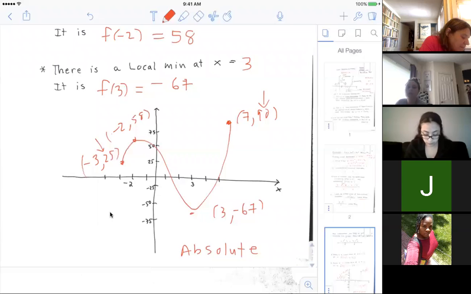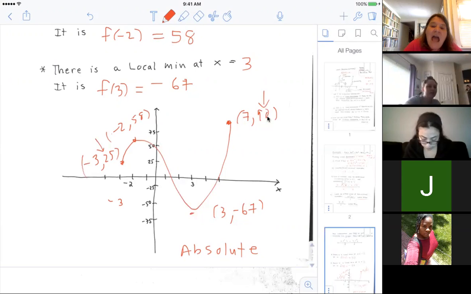If that's minus 3 and that goes up to 7, what's the absolute highest value on this interval? Where does it happen? It doesn't happen down here because you've got a higher point. What is that higher point? The 790, right? So what we would say there is that the absolute max is 90. What's the absolute min? Well, we've got a lower point than that endpoint right there. The absolute min is minus 67.